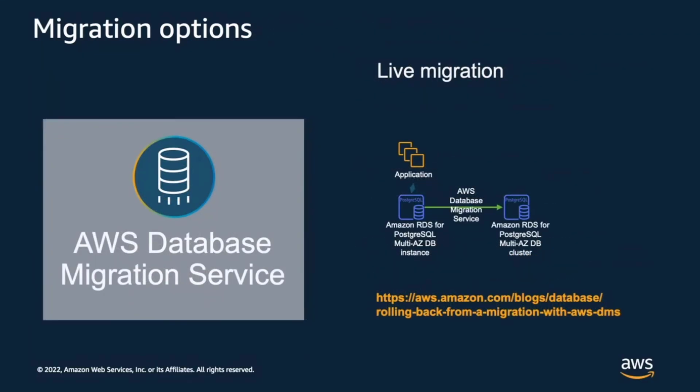The second option for migration, for high availability migration, is to use our AWS Database Migration Service. As you see on the screen, you can have your application connected to your multi-AZ DB instance and configure Database Migration Service to do the migration for you to a new multi-AZ DB cluster instance. Attached in the slide is a blog that goes into more details on this process.